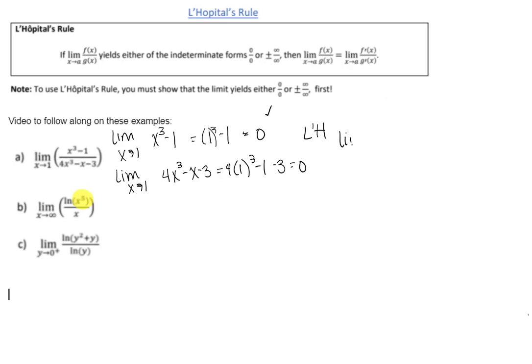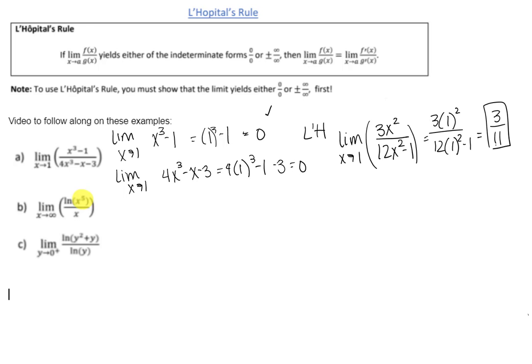So I need to say the limit as x approaches 1, and I need to actually differentiate the numerator and denominator. So we have 3x squared over 12x squared minus 1. Now, after I have that, I can just substitute. So that's going to be 3 times 1 squared over 12 times 1 squared minus 1, and I get 3 over 11.